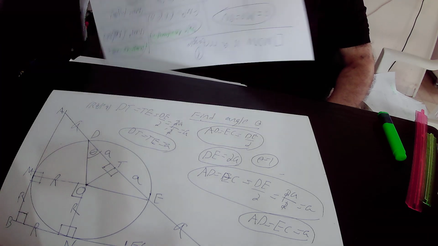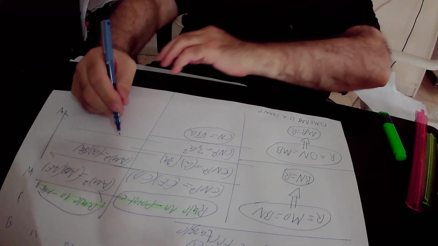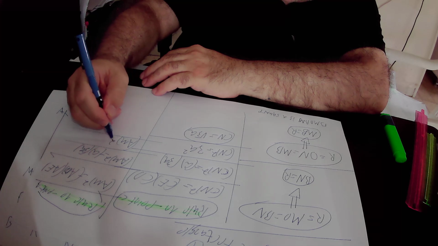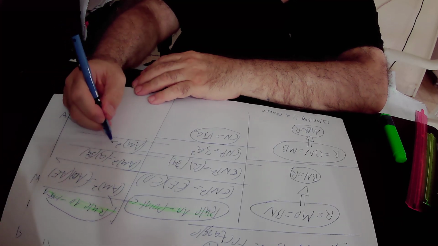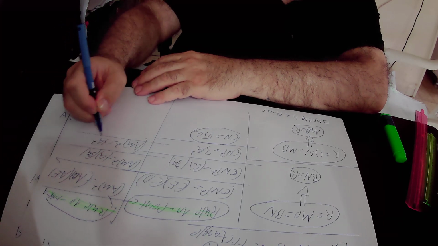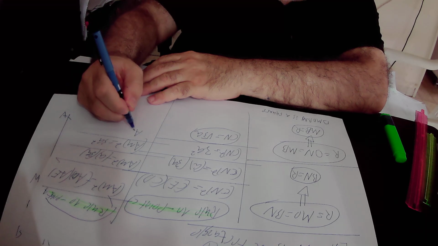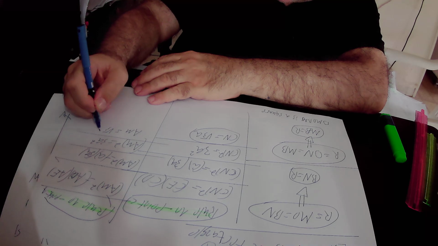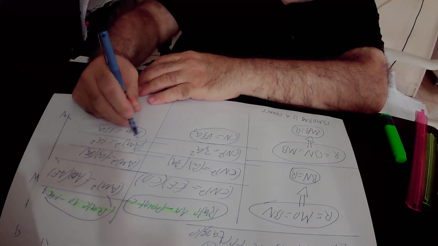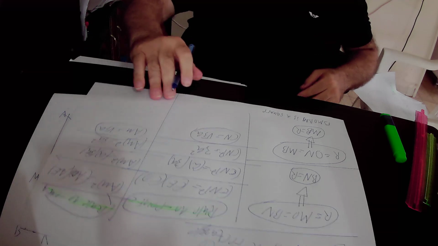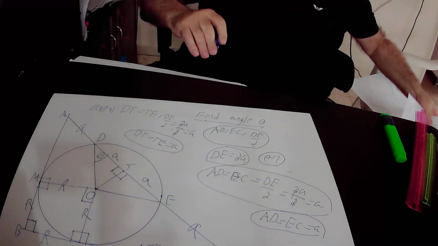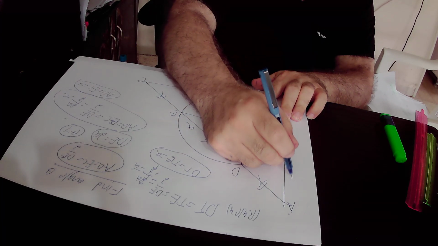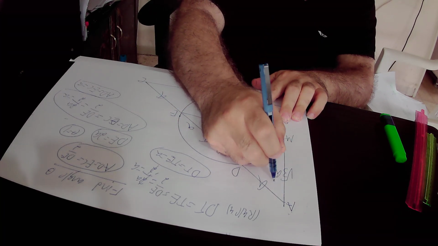So in conclusion, we found out that AM squared equals A times 3A, which is 3A squared. Here we take the square root of this equation and we get that AM equals the square root of 3A squared, that is the square root of 3 times A. Here we found out that AM equals the square root of 3 times A.